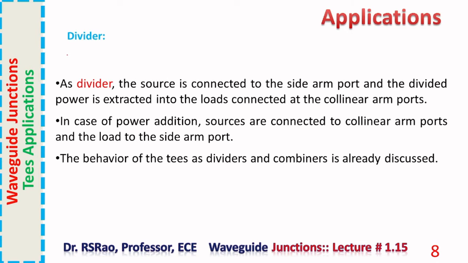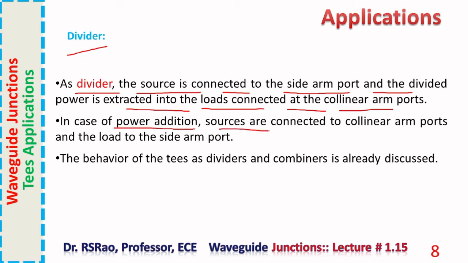Applications as dividers. As a divider, the source is connected to the side arm port and the divided power is extracted into the loads connected to the collinear arm ports. In case of power addition, sources are connected to collinear arm ports and the load to the side arm port. The behavior of the T's as dividers and combiners is described at length in other sessions.